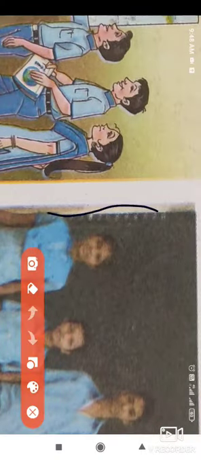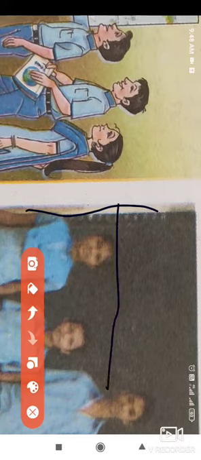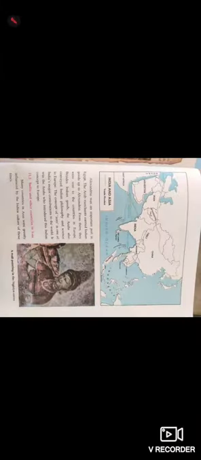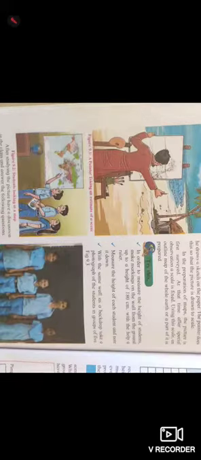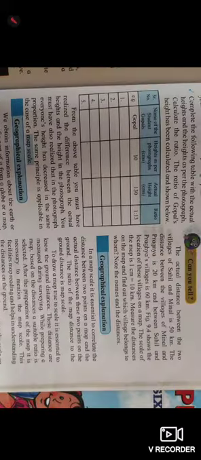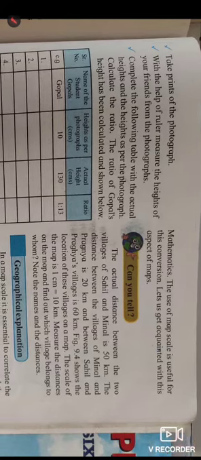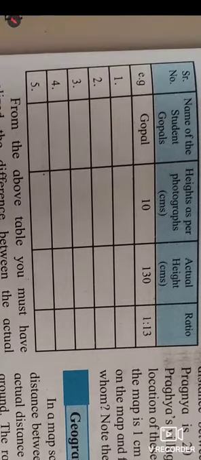Look at the height of these children. Okay, here we have a scale on the left side. The height is fixed like that. Okay. Take a print of photographs with the help of a ruler. Measure the height of your friends from the photographs. Complete the following table. So you have to complete the following table with the help of the scale.